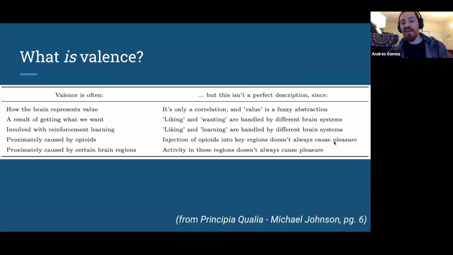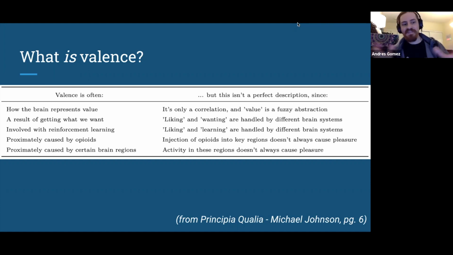Importantly, there are a lot of theories of what valence is, and Mike looked at the literature, did a very deep dive into it, and realized that they're usually unsatisfactory, or at the very least, they don't get at the true core of what an explanation for valence should be like. So for example, valence is how the brain represents value, but ultimately that's just a correlation. Value is a fuzzy abstraction.